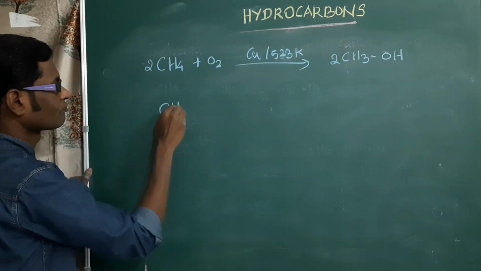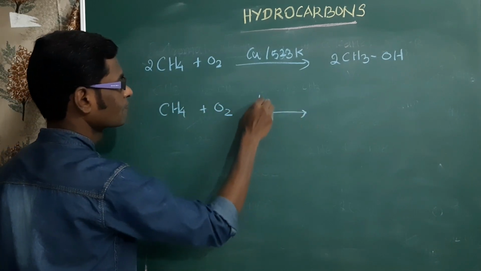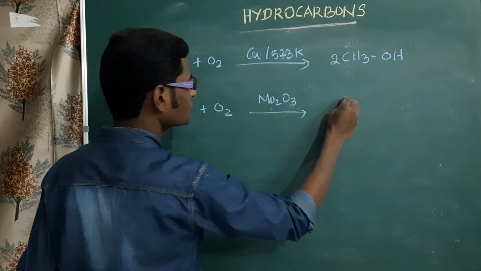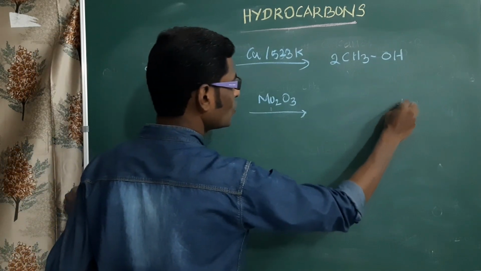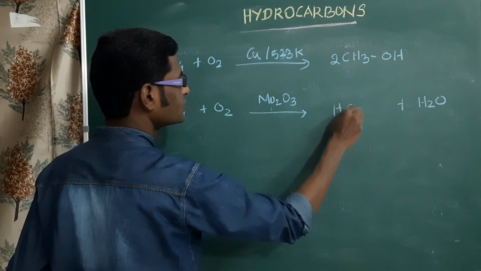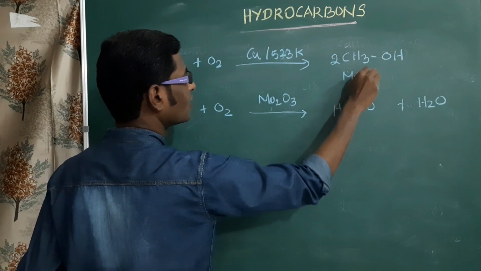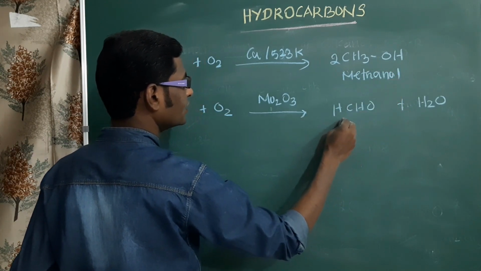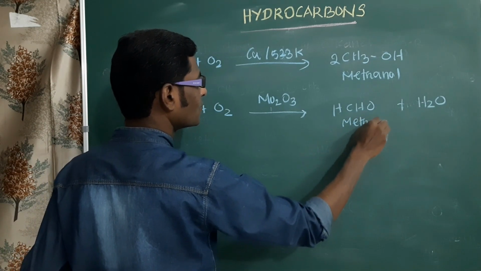The same methane treated with oxygen in the presence of molybdenum oxide, MoO3 (Mo2O3 as stated), will be oxidized to methanal. Methane contains 4 hydrogens; 2 hydrogens combine with 1 oxygen to form water, and we get HCHO. In the previous one we got methanol, an alcohol. In the latter one we get methanal, an aldehyde. Methanal or formaldehyde we can also say.